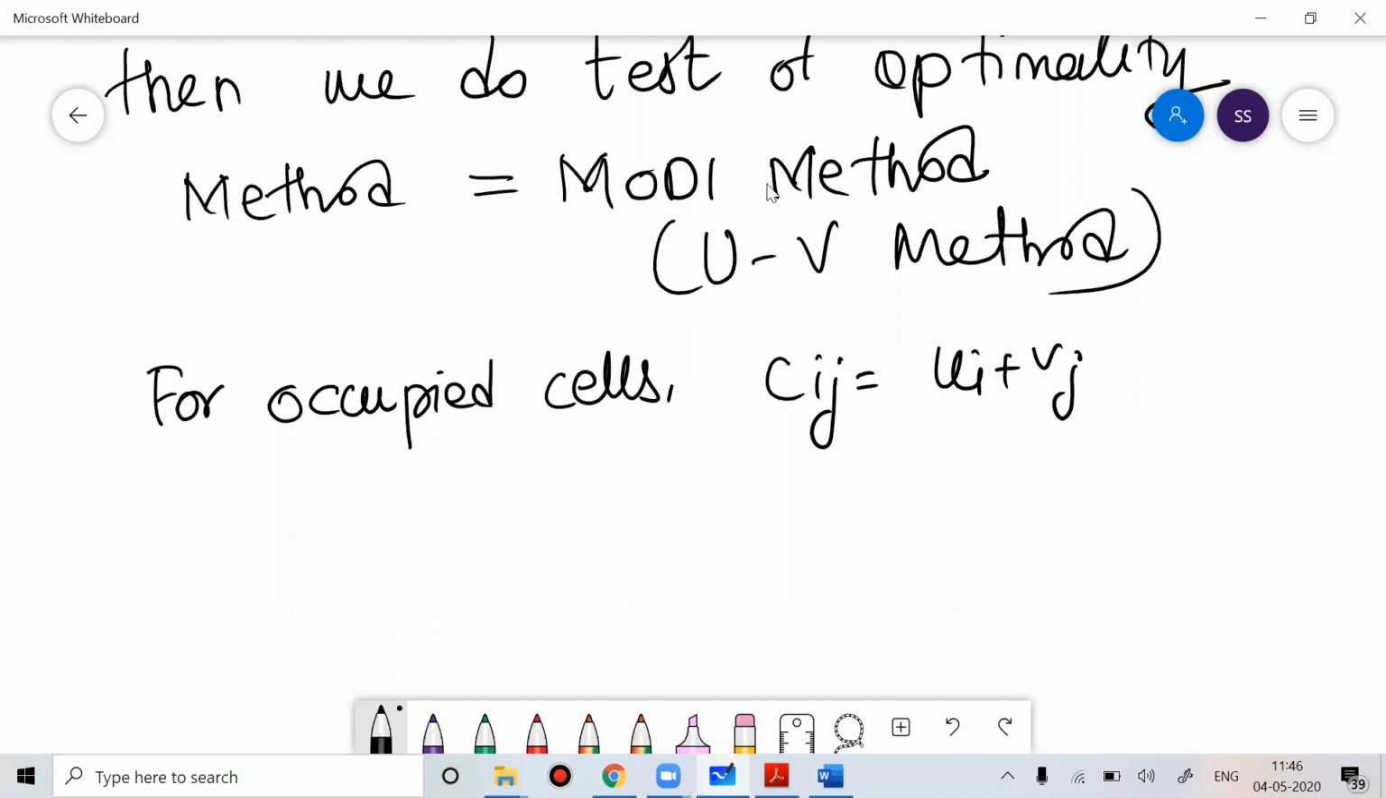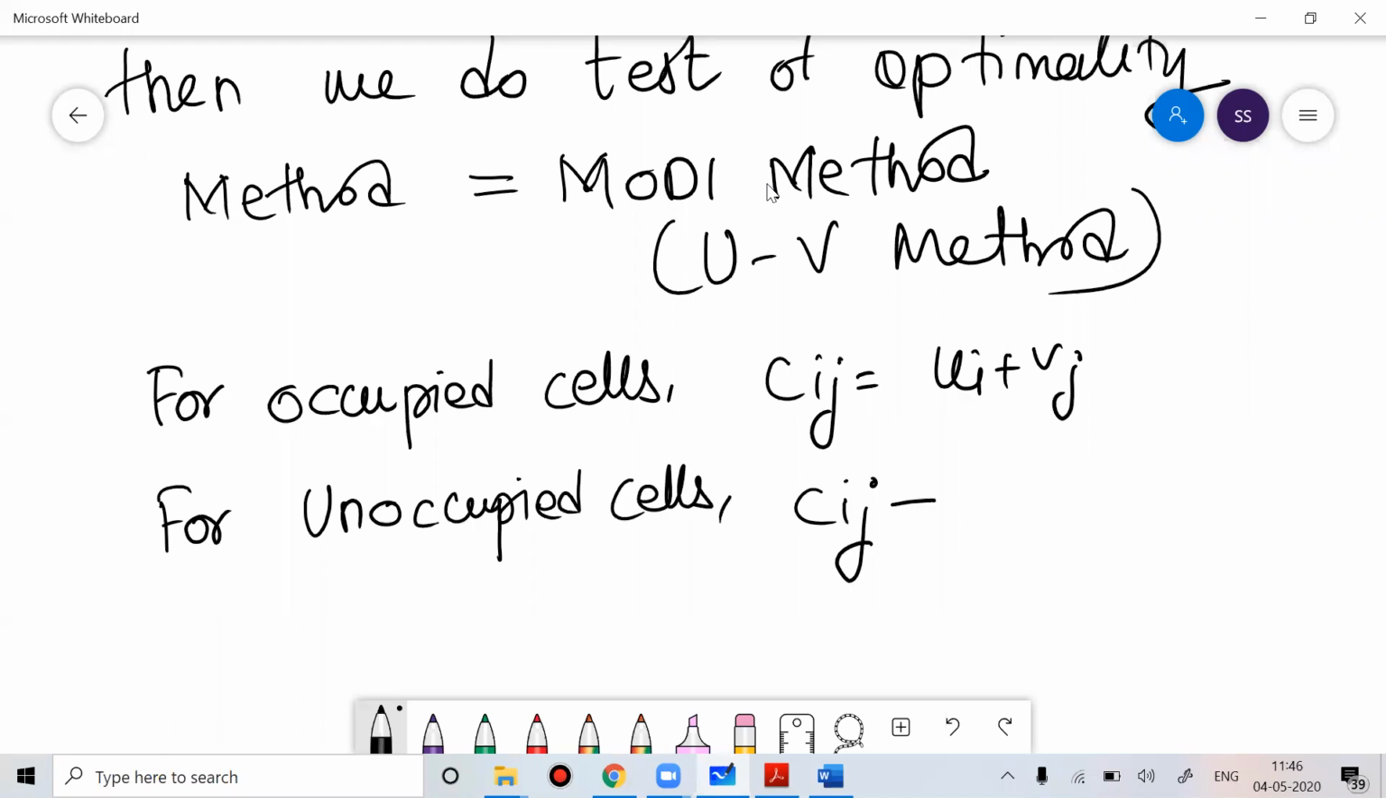Once we have done that, for the unoccupied cells, we use the formula Cij minus (Ui plus Vj). Now, if for all the unoccupied cells we get everything positive, it means the solution is optimal. But in case it's not positive, then we take the help of a loop to make it optimal. So now I hope you remember all this that we have done till now.